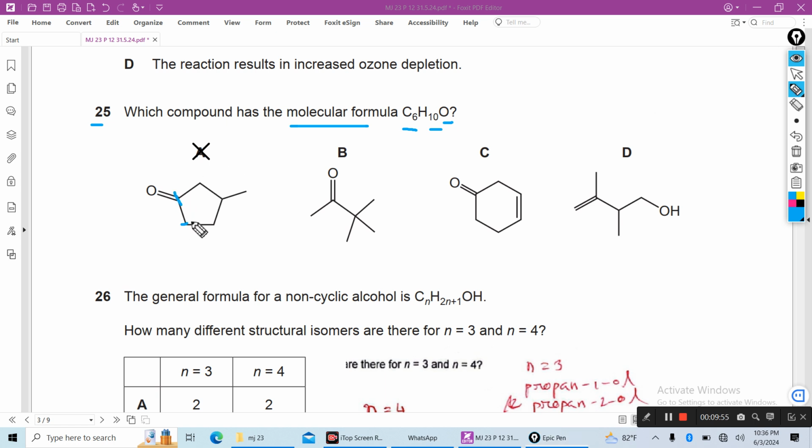1 carbon, 2, 3, 4, 5, 6 carbon. Now hydrogen is 10. Here 2 hydrogen, 2 hydrogen, 2 hydrogen, 1 hydrogen, 3 hydrogen. So 2, 4, 6, 7, 10 hydrogen and 1 oxygen. So the answer is A.